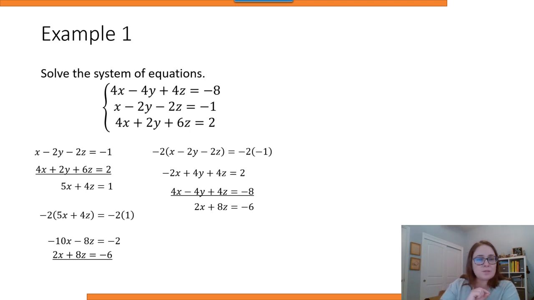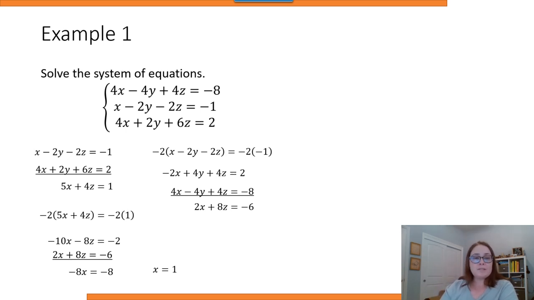Okay, so adding those, negative 10x plus 2x gives me negative 8x. The z's cancel, and negative 2 minus 6 gives me negative 8. So negative 8x equals negative 8. Dividing that by negative 8 gives me my first solution, x equals 1. It's a lot of work to get that first number, but it goes much more quickly once you do. So most work and effort goes into finding that first part of the solution, and then I can just start back solving, plugging this into previous equations to solve for the other missing variables.